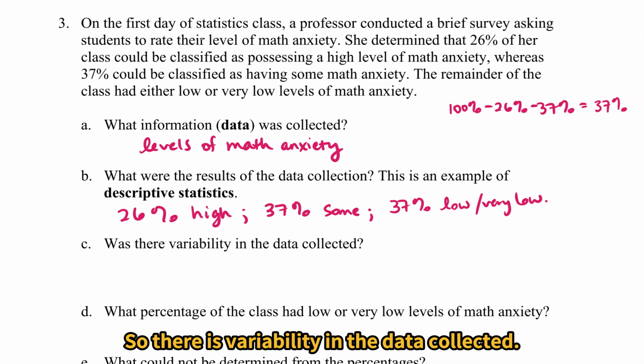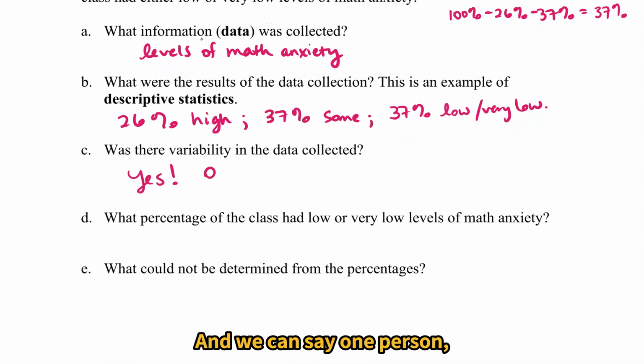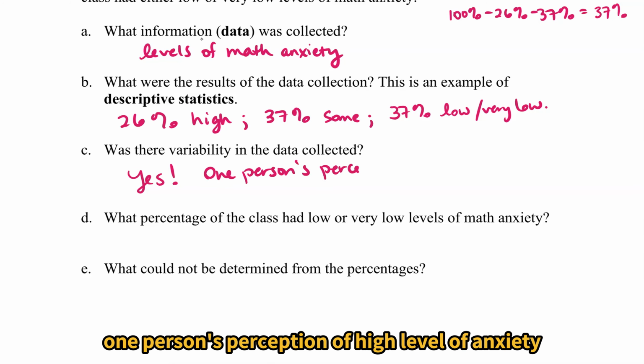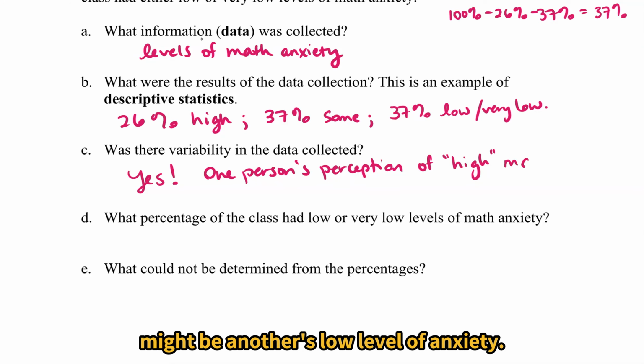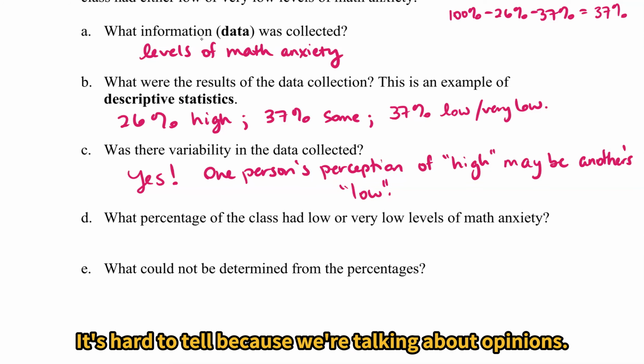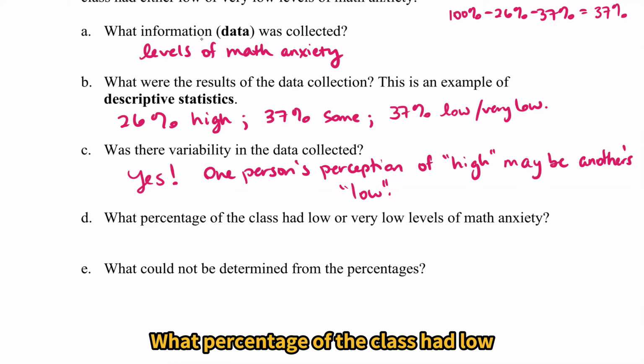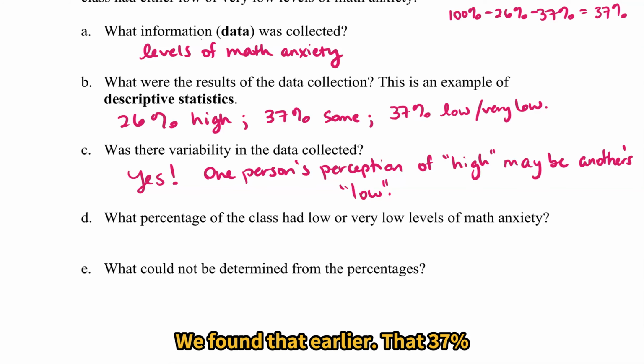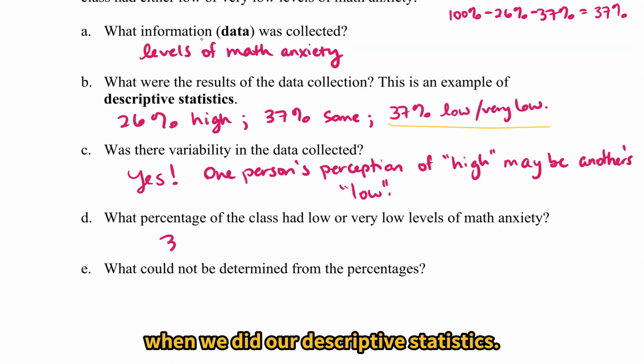So there is variability in the data collected. And we can say one person's perception of a high level of anxiety might be another's low level of anxiety. It's hard to tell because we're talking about opinions. What percentage of the class had low or very low levels of math anxiety? We found that earlier, that 37% when we did our descriptive statistics.